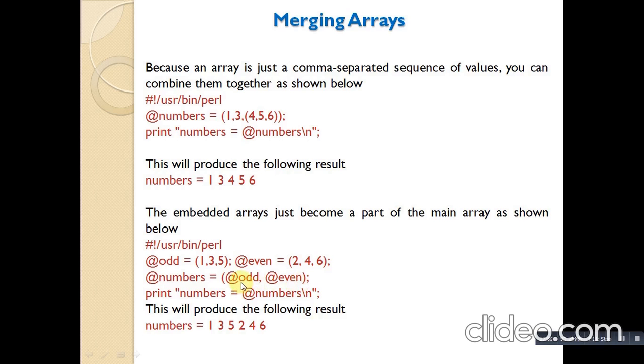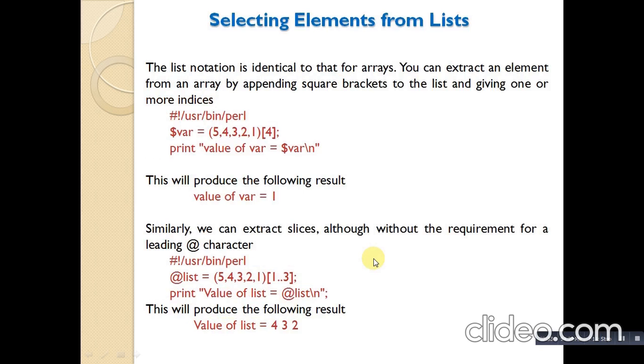First it is going to assign the odd variable values to numbers. After assigning this, the comma means the end of odd, then we go to even. So after assigning 1, 3, 5 to numbers, the next 2, 4, 6 will be assigned. Now numbers holds 1, 3, 5 and 2, 4, 6. When numbers is printed, it will display 1, 3, 5 and 2, 4, 6. So this is how we can merge arrays in Perl.